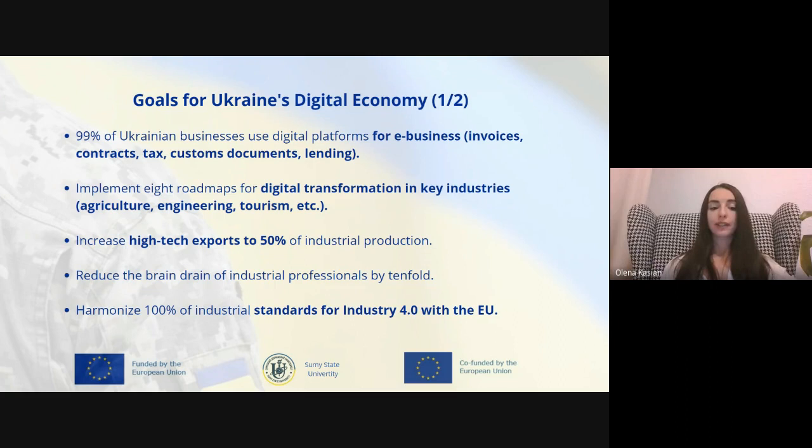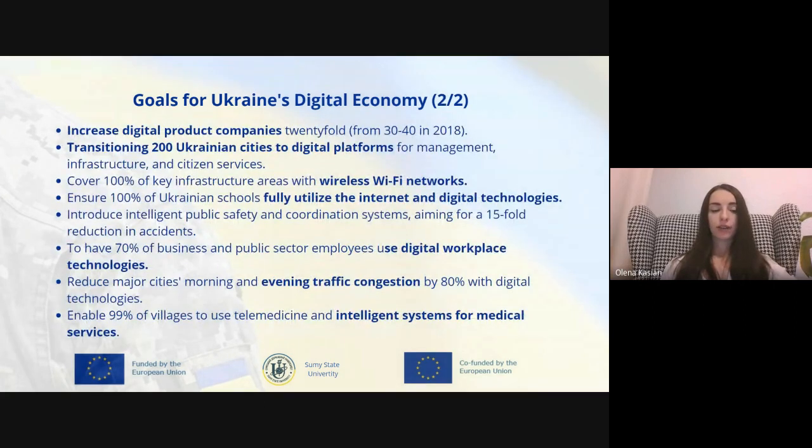The brain drain of industry professionals should be reduced tenfold. 100% of industrial standards of Industry 4.0 should be harmonized with the EU. And the number of companies producing digital products should also increase by 20%. So as we see, Ukraine has pretty good goals for digital economy, and let's see the next one.